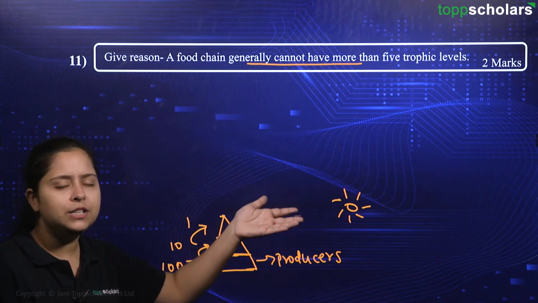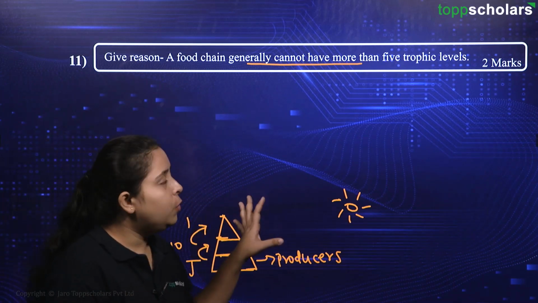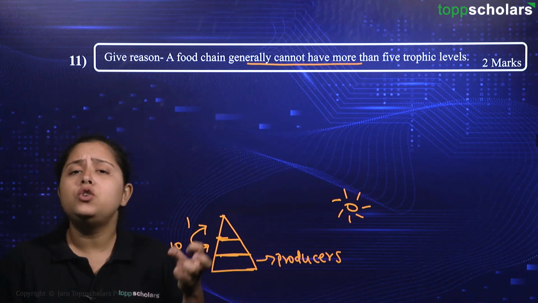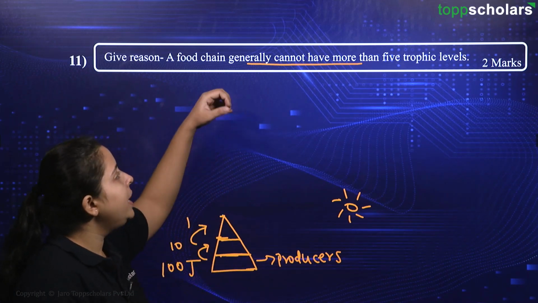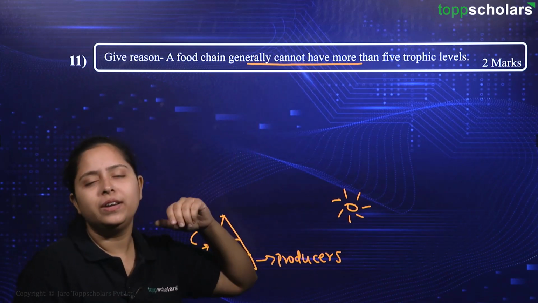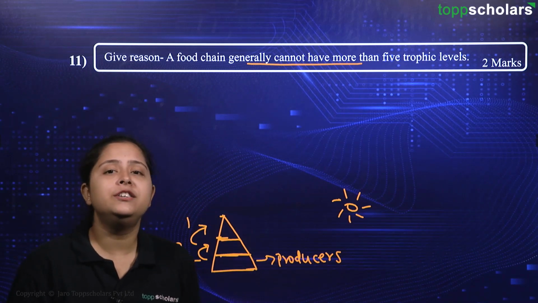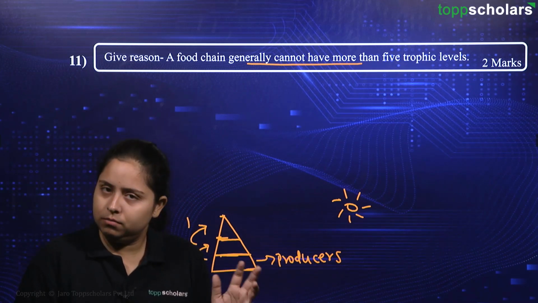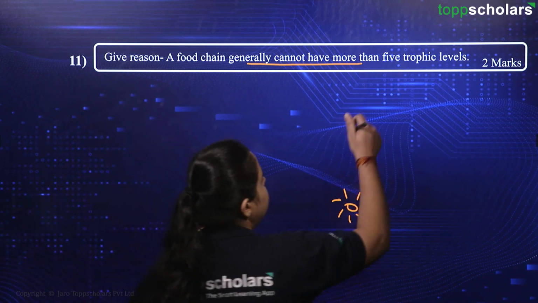The same is the case for the next trophic level as well. Because of the tremendous loss of energy, we are not able to have more than 5 trophic levels in our environment, because that much energy is simply not present. How? Let us see in our solution part.